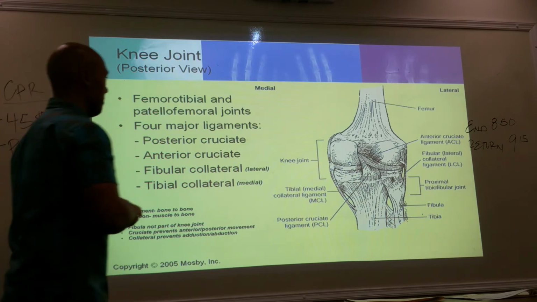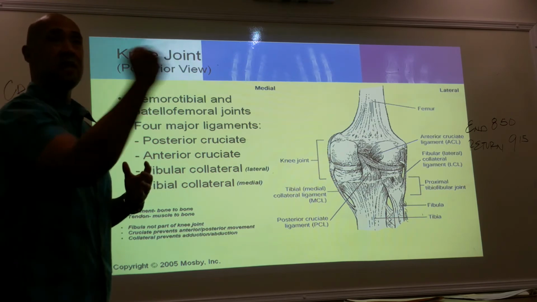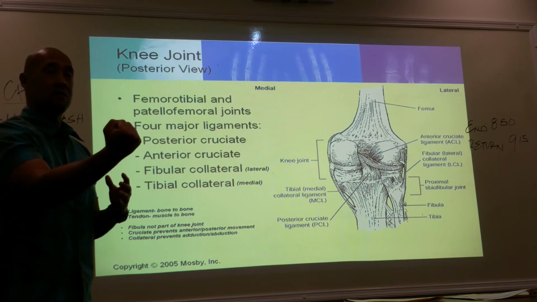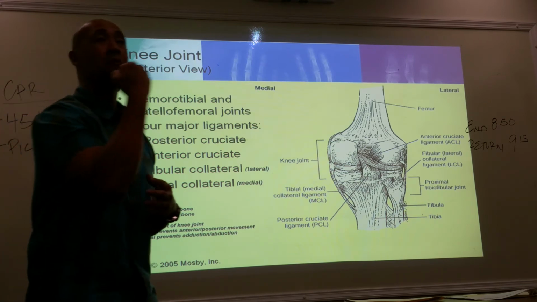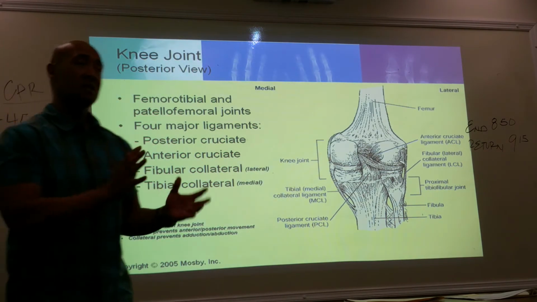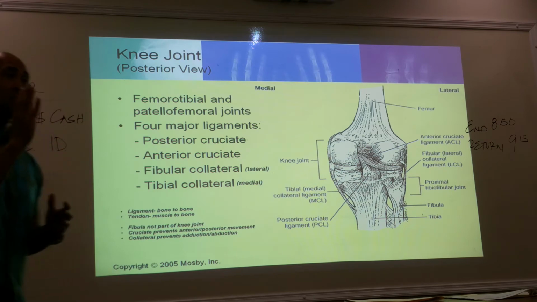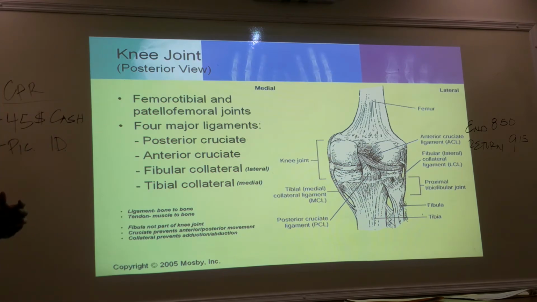The whole purpose of the ligaments is, one, your cruciates control flexion and extension, and they prevent any type of hyperflexion or hyperextension. Same thing with the collaterals. The collaterals are located on the sides of the knee joint, so they prevent any type of side movement, keeping the knee stable. So the cruciates prevent anterior and posterior movement. The collaterals prevent any type of abduction or adduction of the joint. All those four ligaments control and stabilize your knee joint.